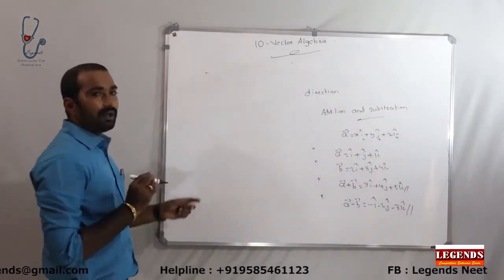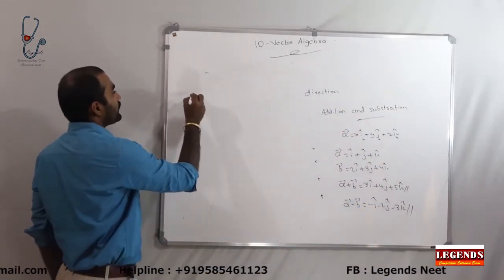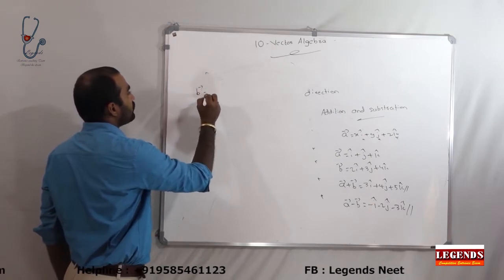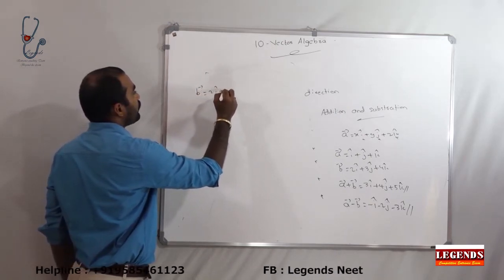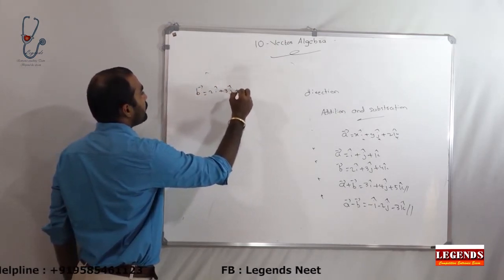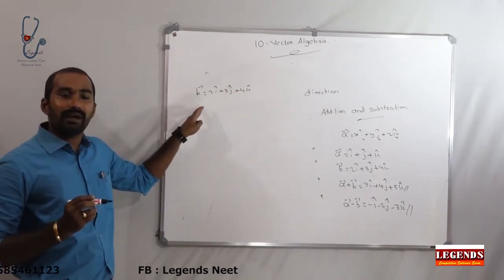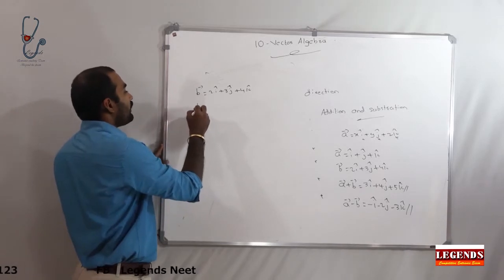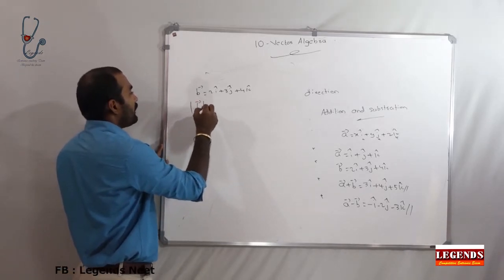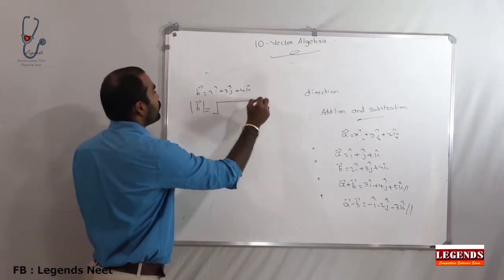Okay, next, I take the next example. For example, b vector is equal to 2i plus 3j plus 4k. Now here I am going to find the magnitude of the vector b. First of all, write the symbol. The magnitude is equal to the square root.